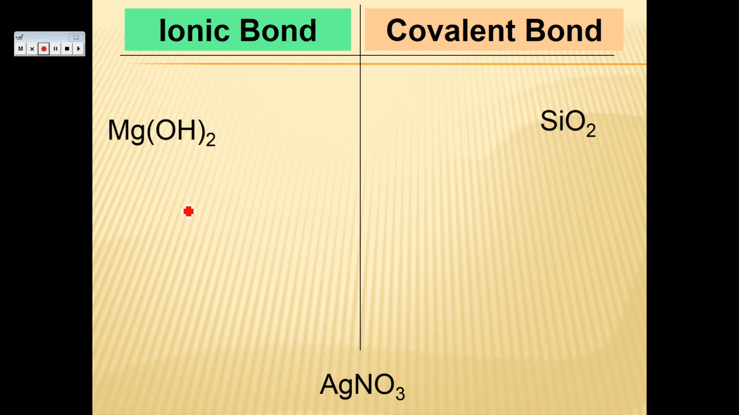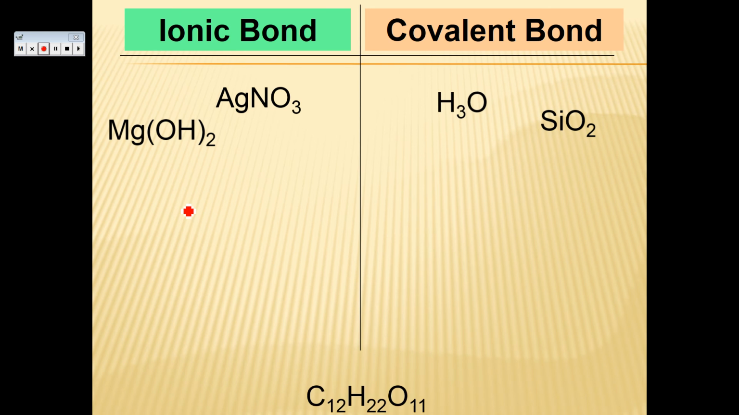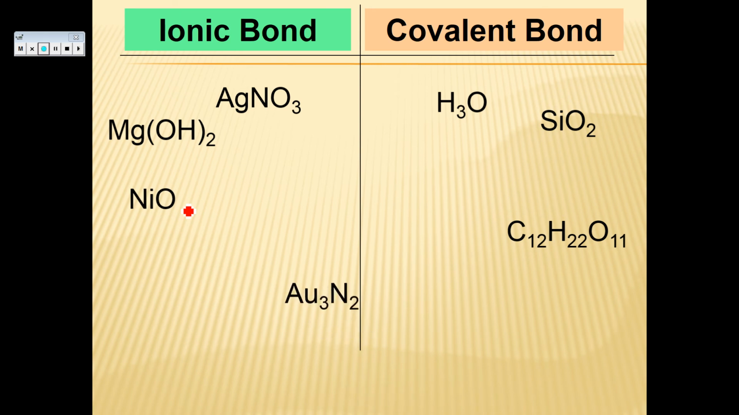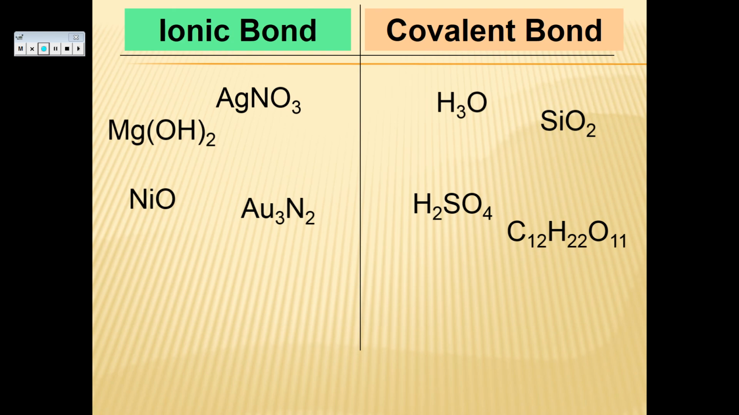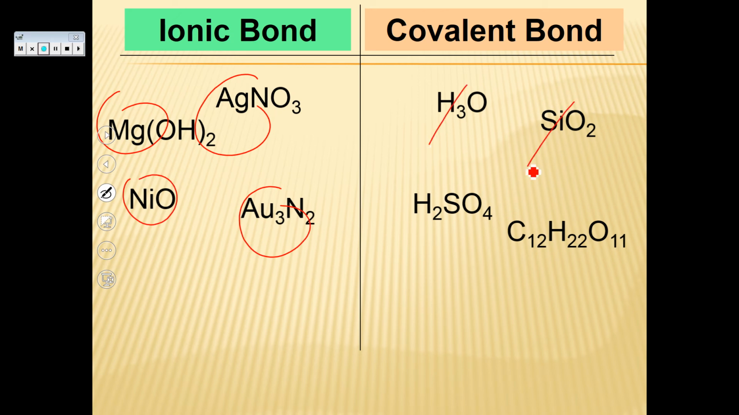AgNO3. Ionic bonds. H3O. Covalent. C12H22O11. Covalent. NiO. Ionic. Au3N2. Ionic. H2SO4. Covalent. And that's that. Notice that all the ionic bonds have metals. All the covalent bonds have nonmetals.